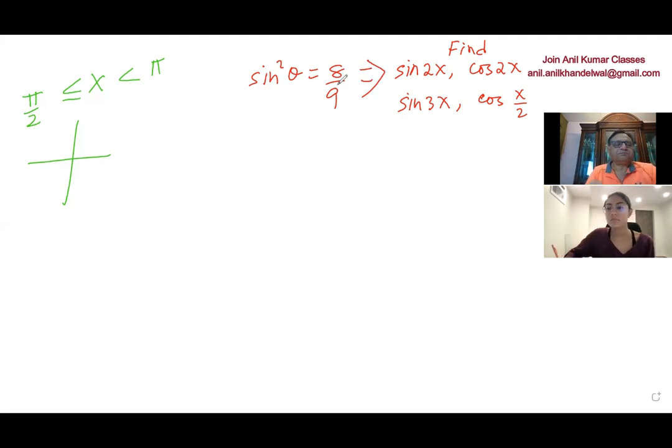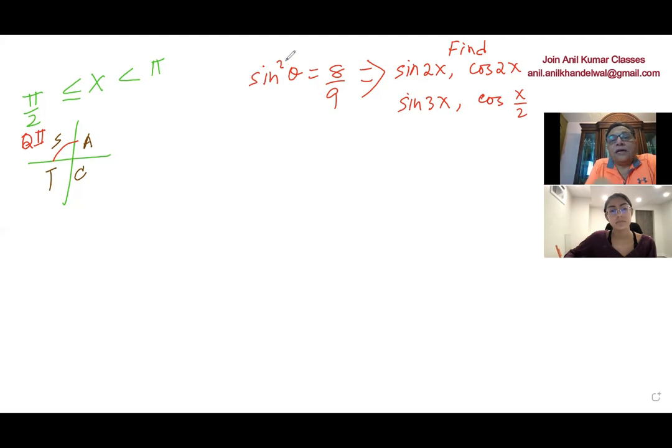Okay, find all this. So you're given that x is between pi by 2 and pi. That means you are in quadrant 2, right? So first thing, in quadrant 2, only sine is positive, right? All others are negative.